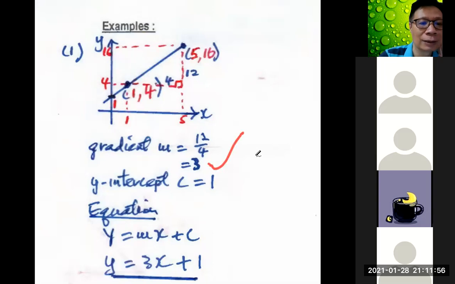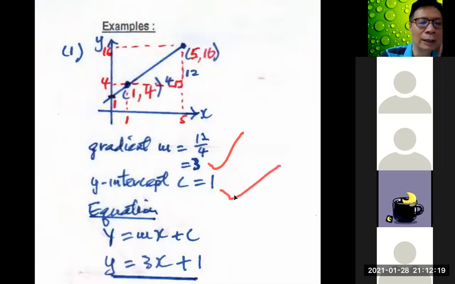Understand? It's the same one. You take 16 minus 4, y minus y, divided by x minus x. Also, you get the same 12, 4, then 3. So gradient is positive 3. And the y-intercept c is 1. You see, because the line cuts through here, number 1. So the y-intercept c here is 1.